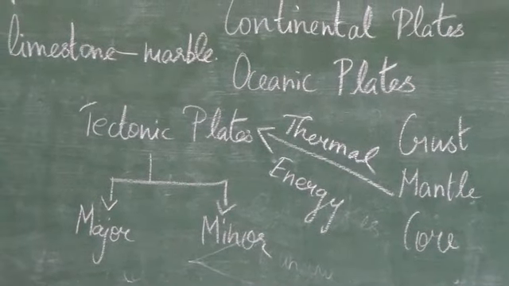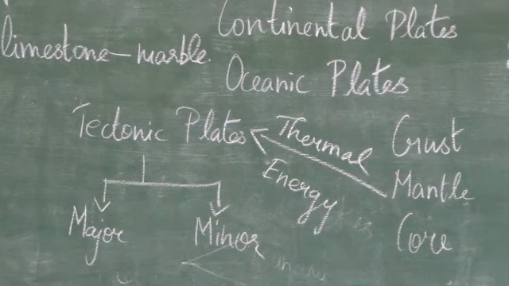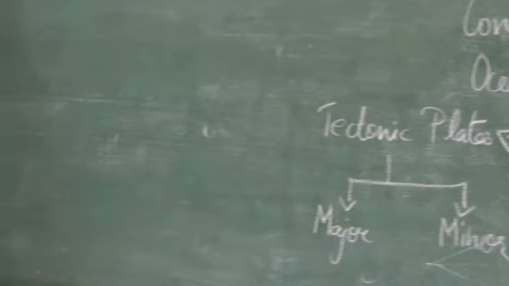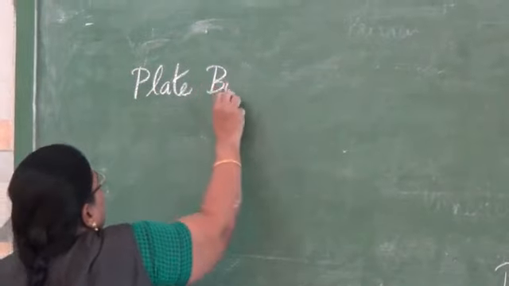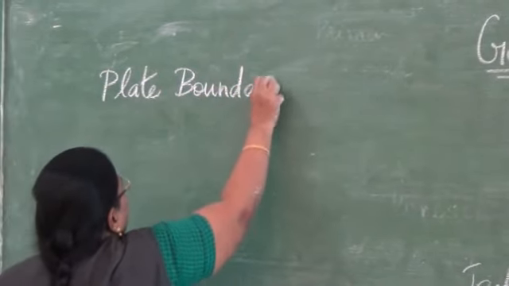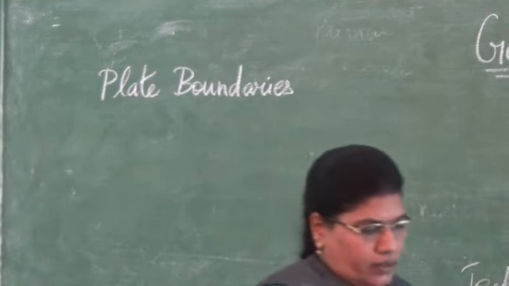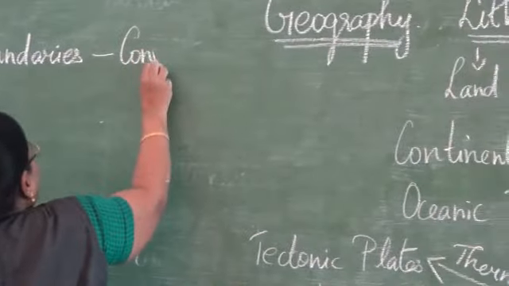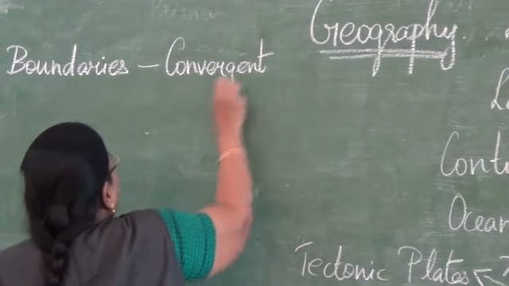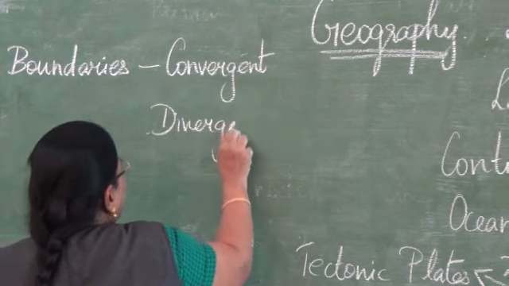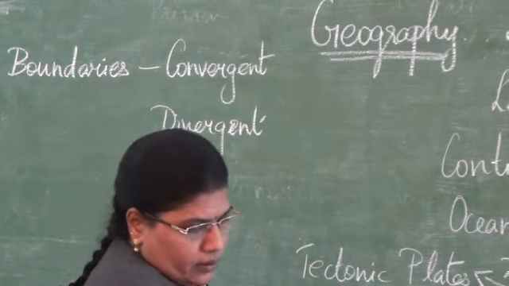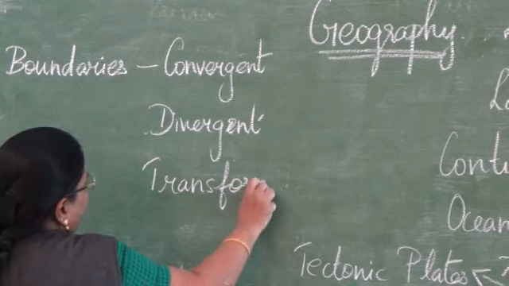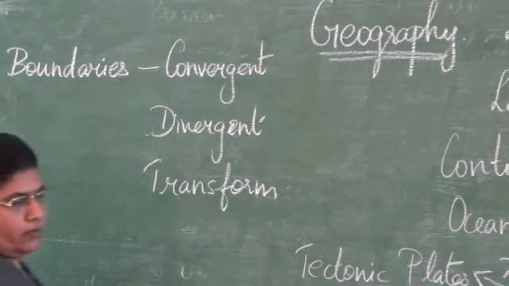Next, we are going to see about the different plate boundaries. There are different types of plate boundaries. They are convergent, divergent, and transform boundaries.